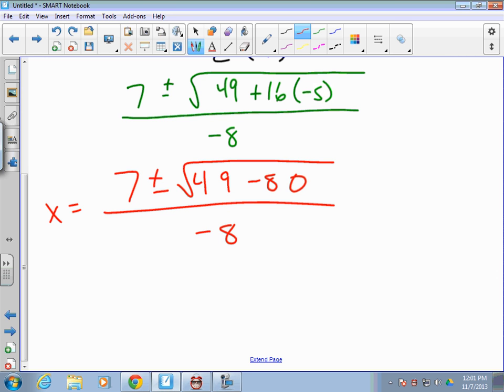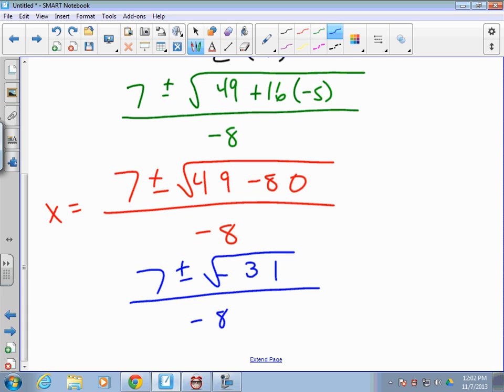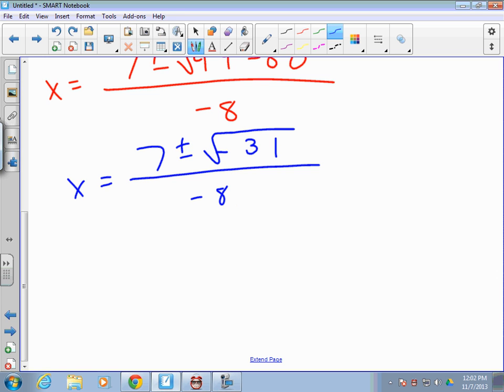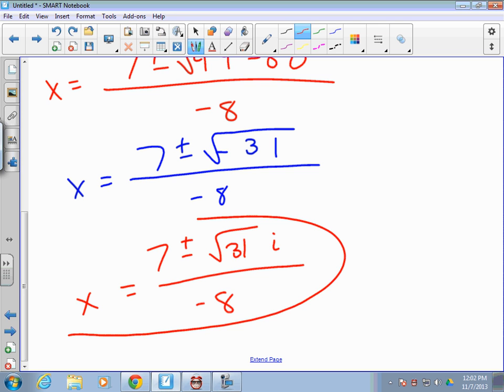We could simplify what's under that radical. 49 minus 80, so that's opposite sign, subtract 80 minus 49, and you're going to get a negative 31 for that one. So the square root of negative 31, 7 plus or minus that over negative 8. Then the last thing we have to do is, since 31 is not a perfect square, get that negative from under that radical symbol. So 7 plus or minus the square root of 31 times i over negative 8 equals x. And that great big funky number value is what you have for your answer.